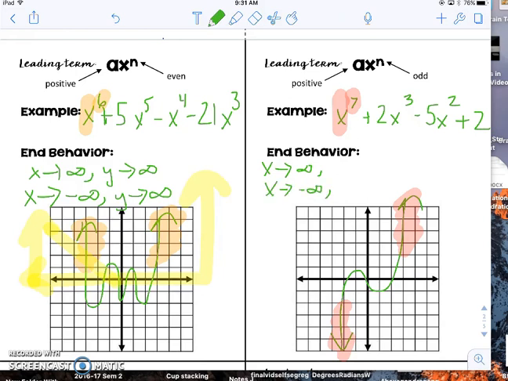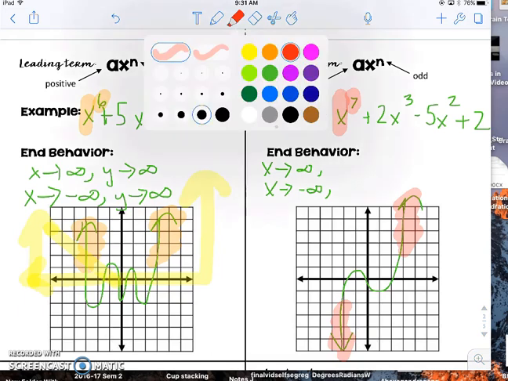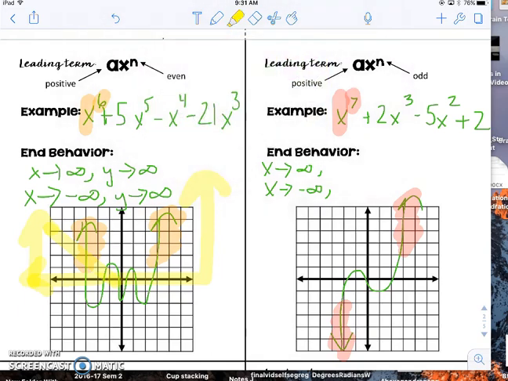negative infinity. So if we look at this here, as x gets bigger, y goes positive. As x gets smaller, y goes negative. So as x gets bigger, y also gets bigger. As x gets smaller, y is also getting smaller.